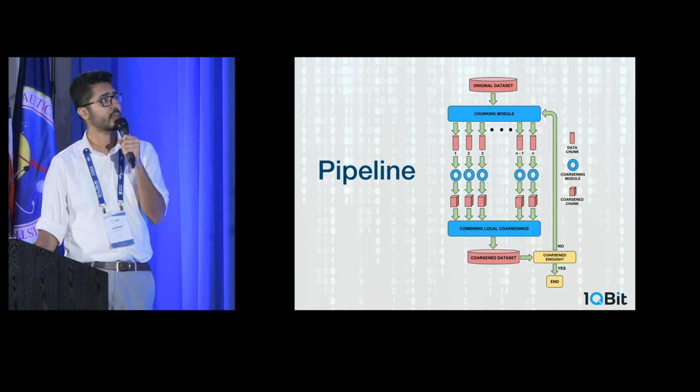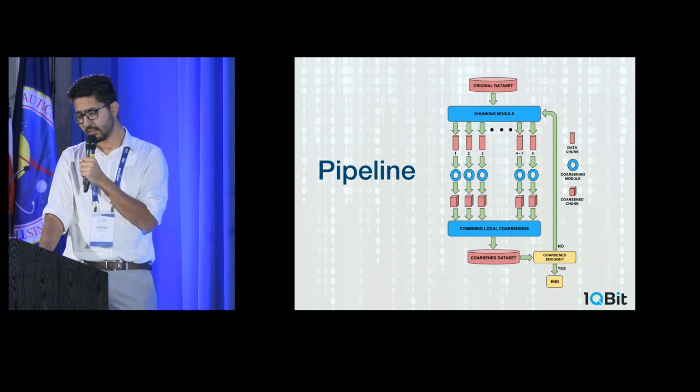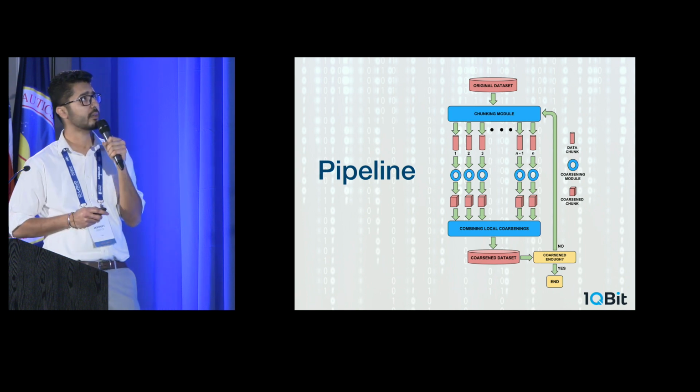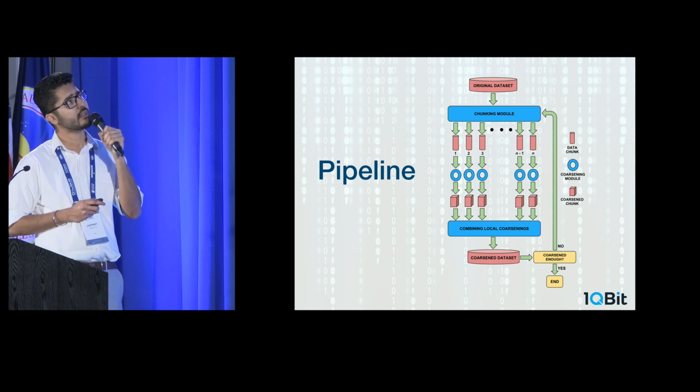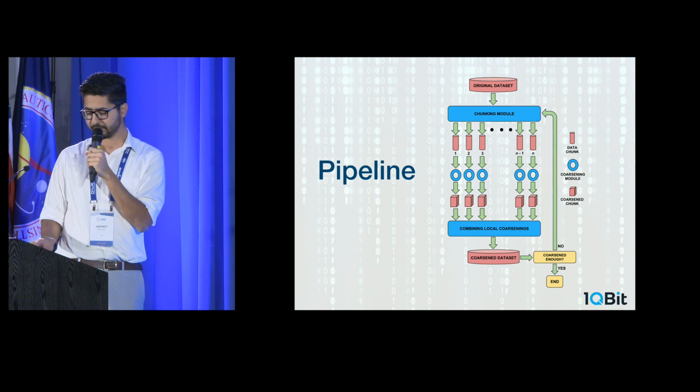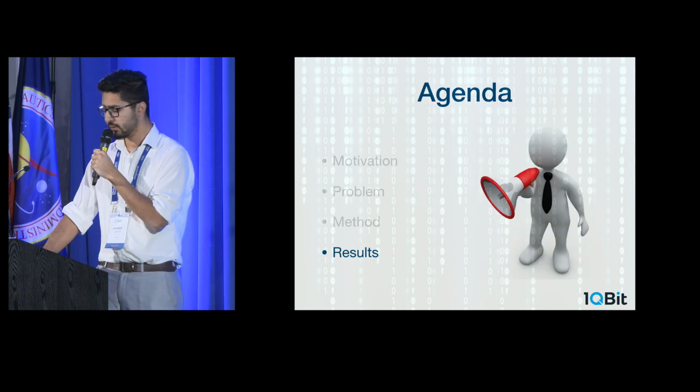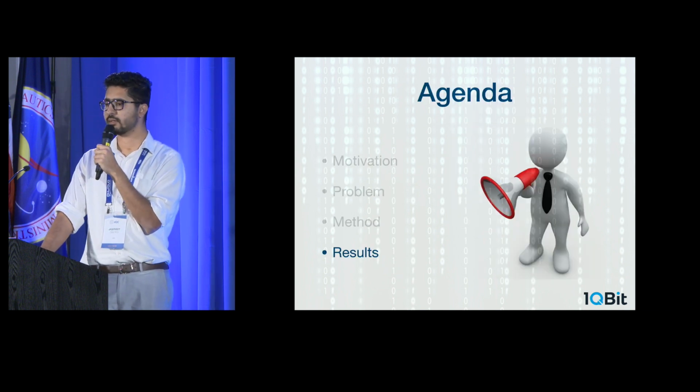So this is how the pipeline looks. You have the original data set, then you get the chunking module, then you have different chunks. Depending on whether you have a larger number of processors or not, you get these individually processed chunks, the compressed chunks. Then you combine them, and then you see whether you're done or not. If not, you go back and you do chunking again.